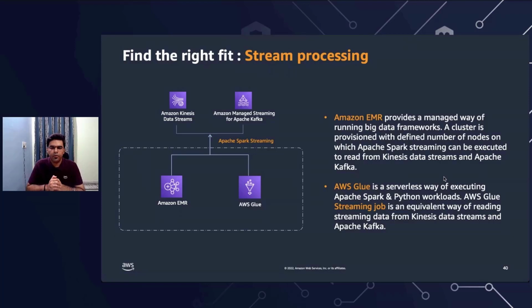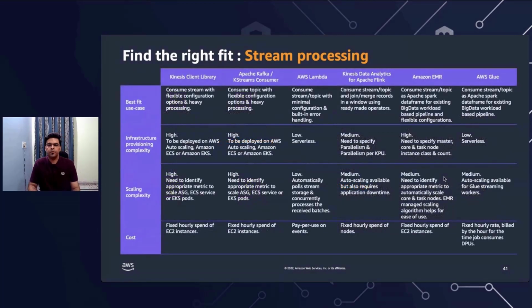But if you're looking for an experience similar to Apache Spark, but provisioning is a concern in terms of getting to the right number of core and task nodes, AWS Glue is a serverless way of executing the same Apache Spark workload. It also supports Python scripts that can be executed as a job. The AWS Glue streaming job is essentially an equivalent way of reading from Kinesis data streams and from Apache Kafka topics. So this is a particular use case for application developers who are more comfortable with the Apache Spark ecosystem.